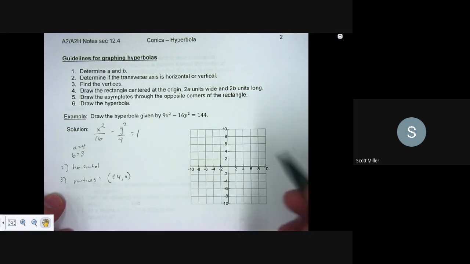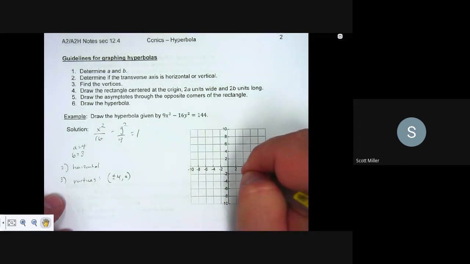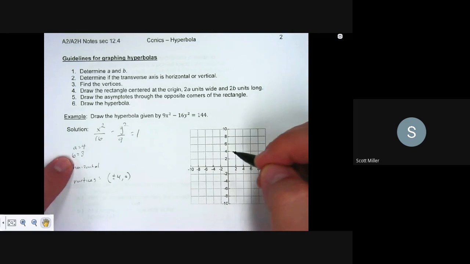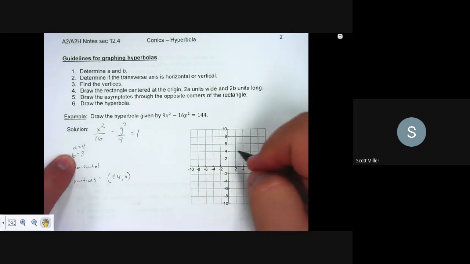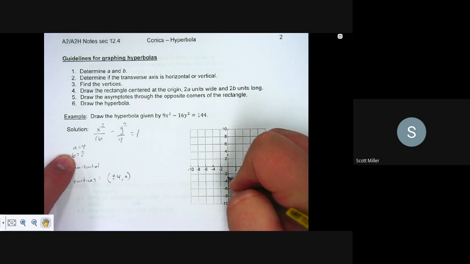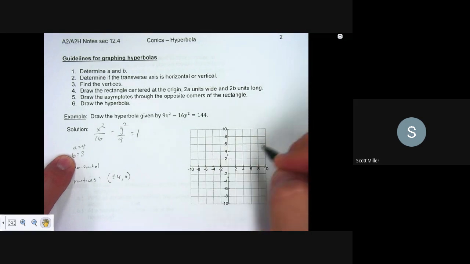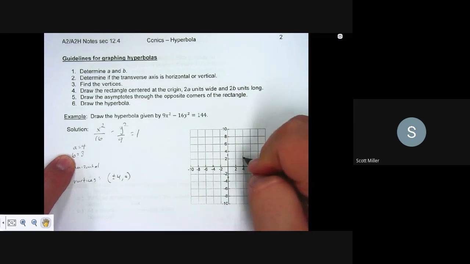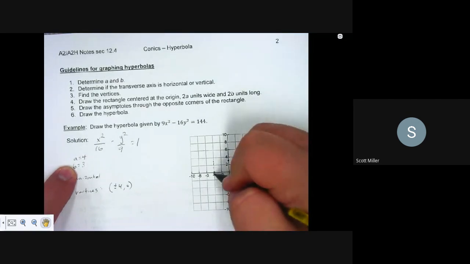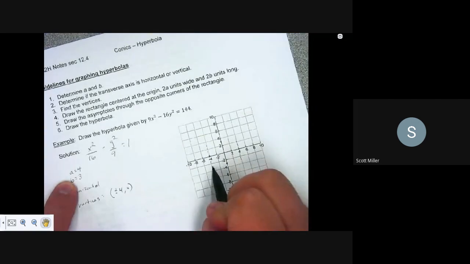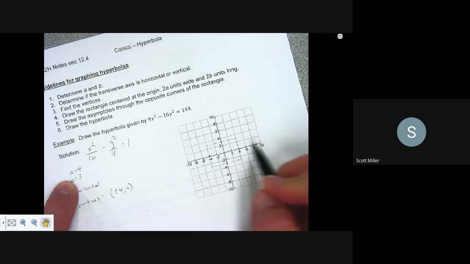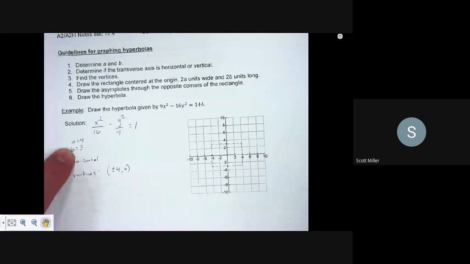Okay, so we can put those out here at 4 and negative 4. B is 3, so that's going to be at 3 and negative 3. And these are the lengths for your box. So basically what you want to do is draw a dotted line all the way from here to here, all the way down. You're making a box just like this, centered at the origin. See, so you made that box.